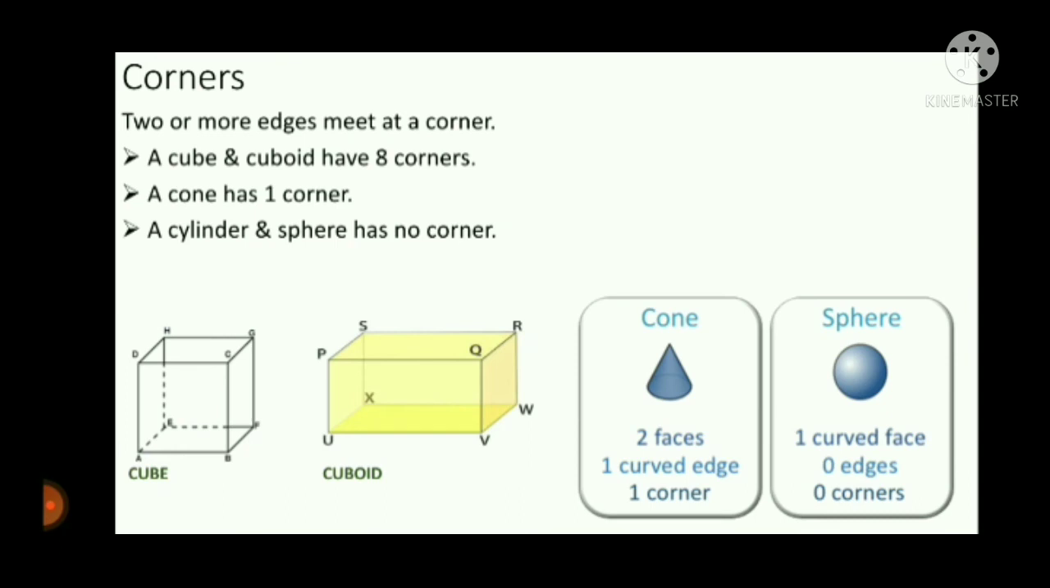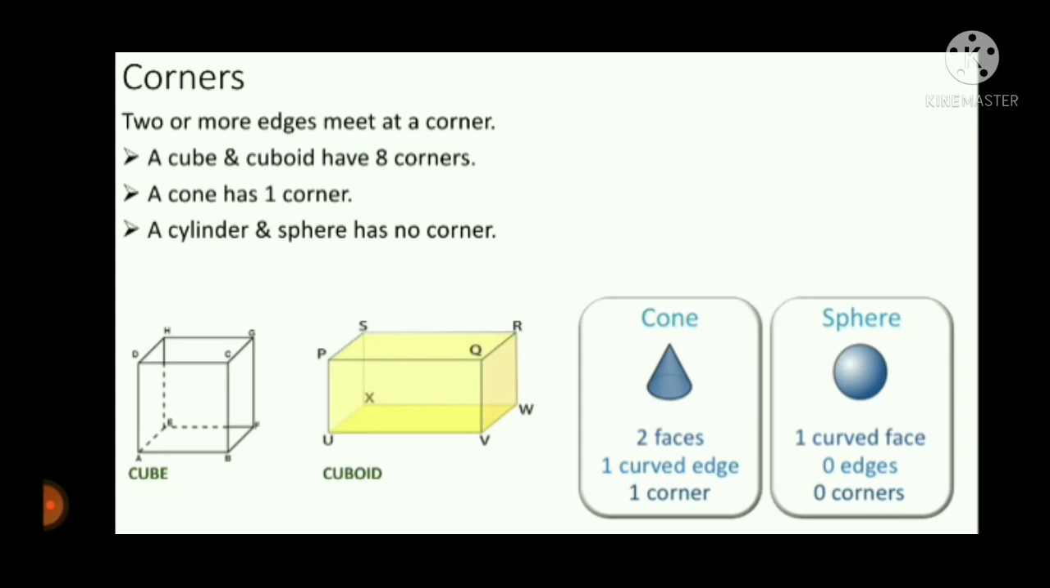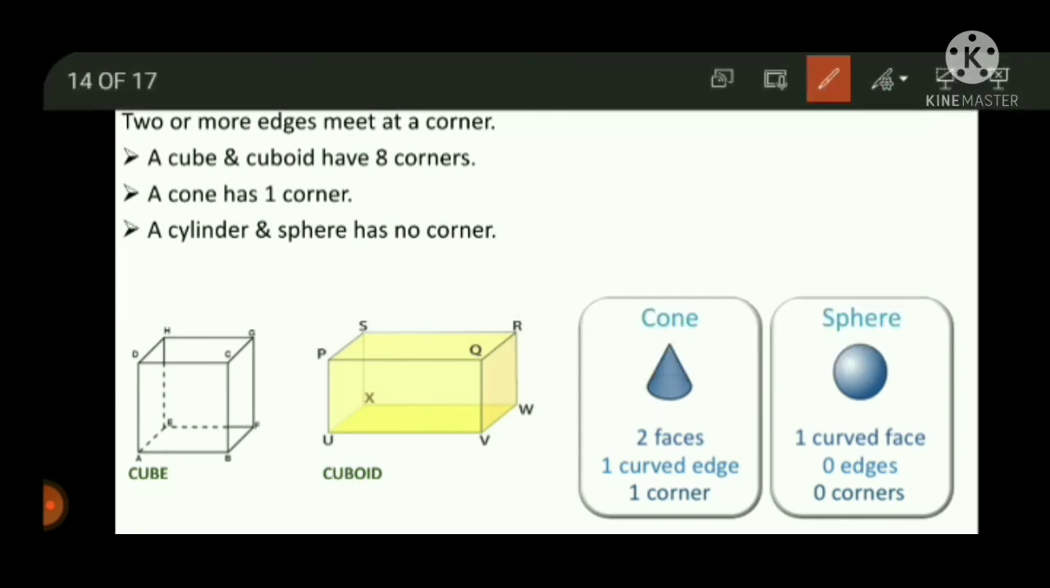Now let us learn what a corner is. When two or more edges meet, they meet at a corner. So look here, PQ and RQ are meeting here at Q. So Q is a corner. Again, QV and WV are meeting at V. So V is a corner. So the meeting point of two or more edges is called a corner.